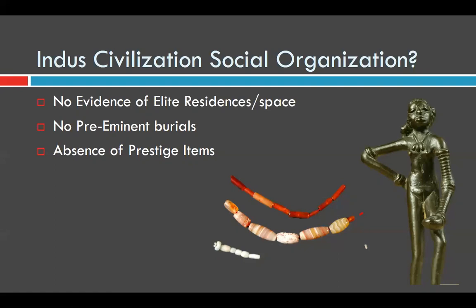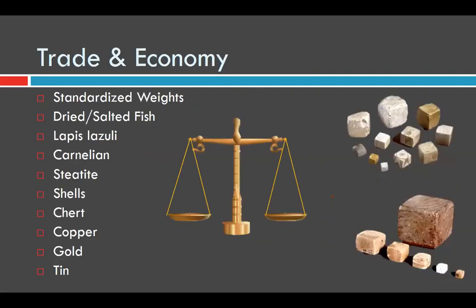They love their, look at this statue here. The person has bangles all the way up the side of their arm, wearing a necklace. Jewelry seems to be kind of their thing and popular. They have a strong economy and trade. There's standardized weights of things, lots of these little block weights that represent standard weights for trade and means.